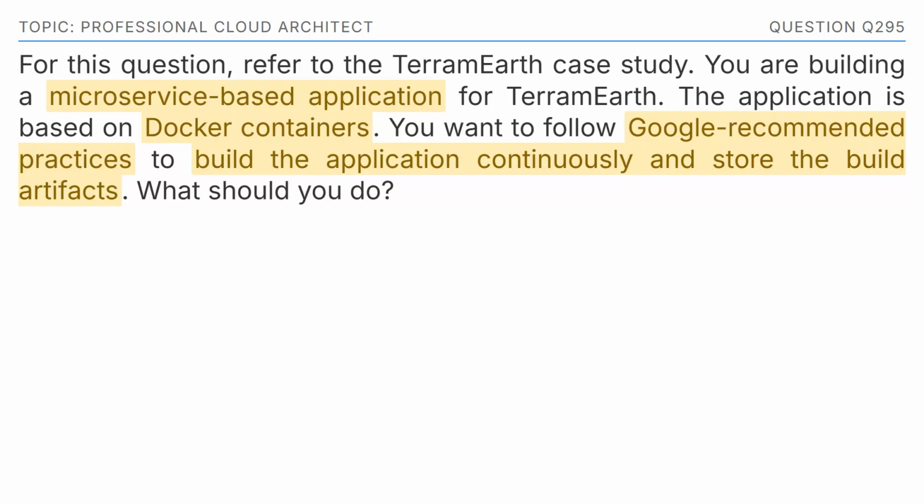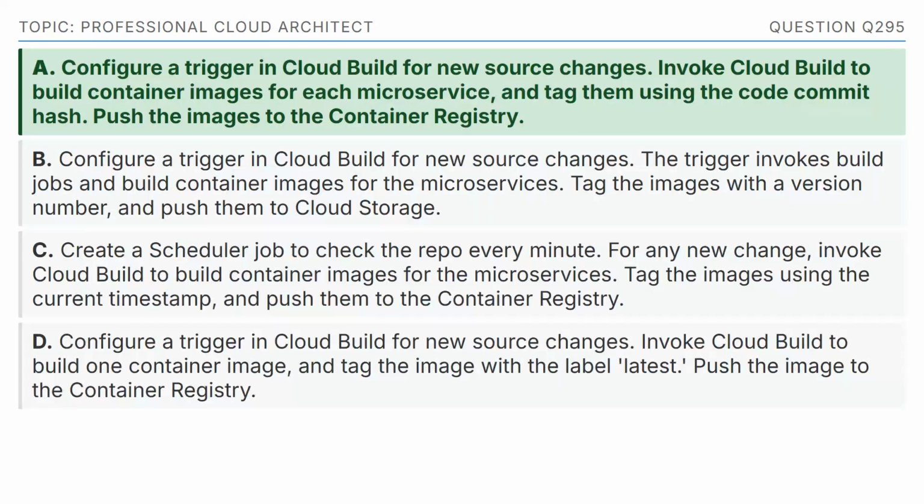To arrive at the correct answer, we focus on the keywords: microservice-based application, Docker containers, Google recommended practices, build the application continuously and store the build artifacts. The correct answer is option A. Configure a trigger in Cloud Build for new source changes.